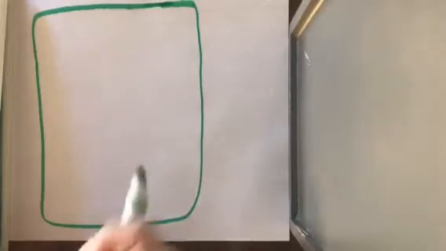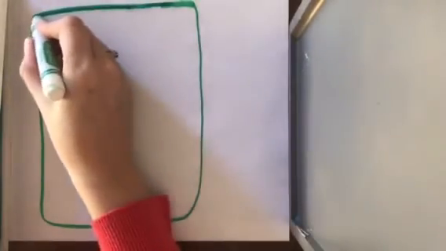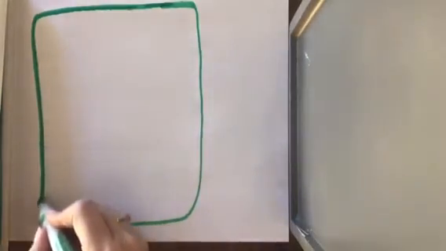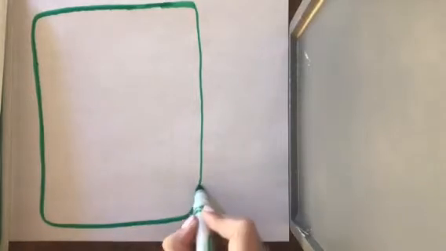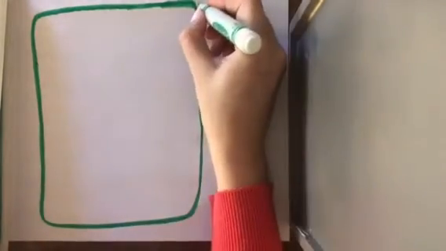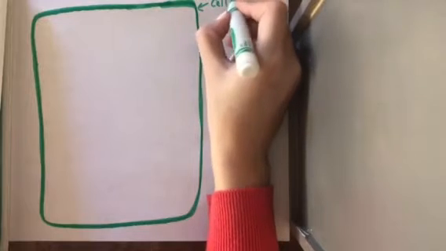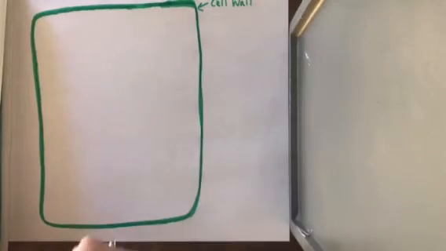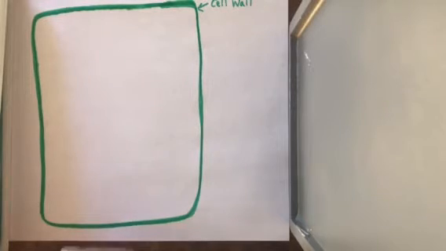And so on the very outside of a plant cell only is going to be a cell wall. So that was my cell wall I just drew. We'll label that. And that's going to be used for structure and support. It's going to help protect the cell.